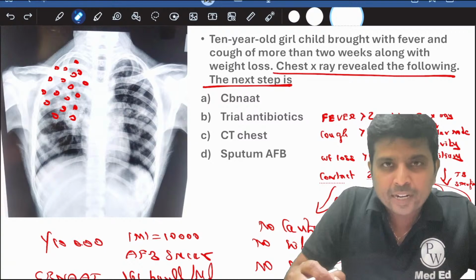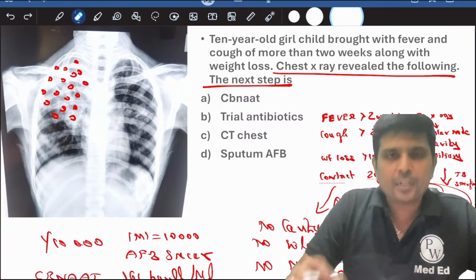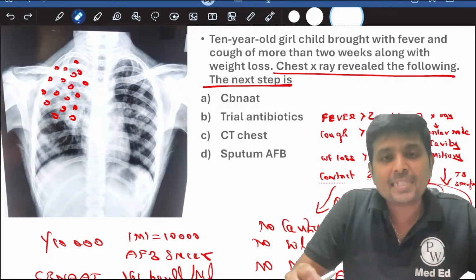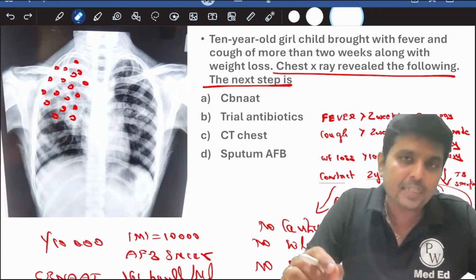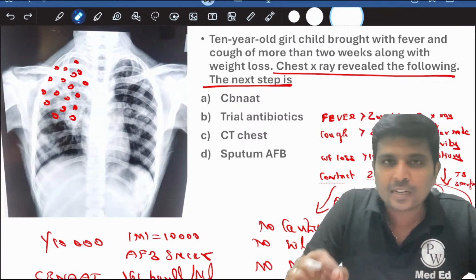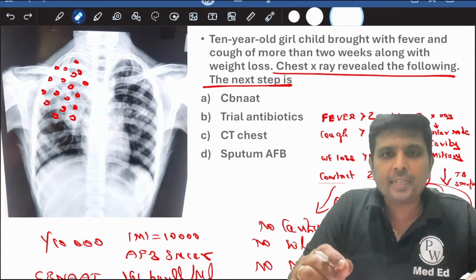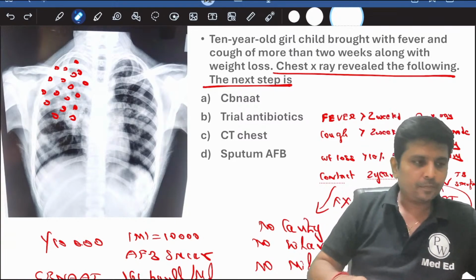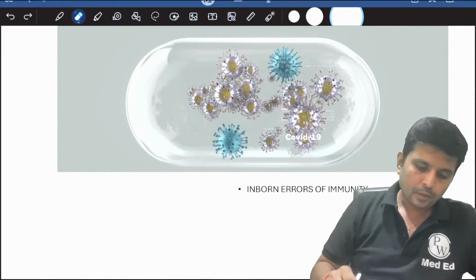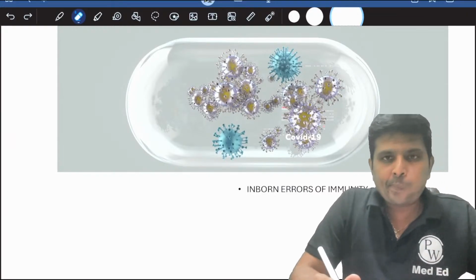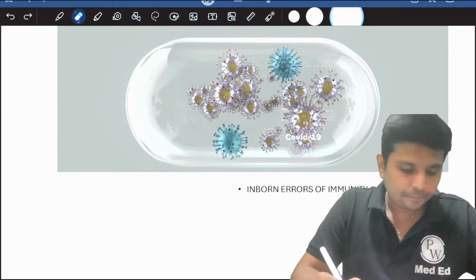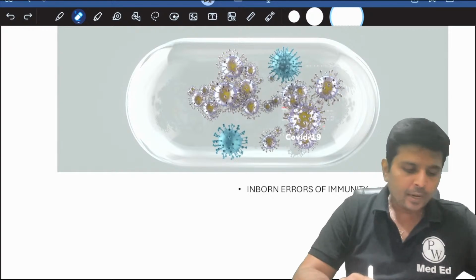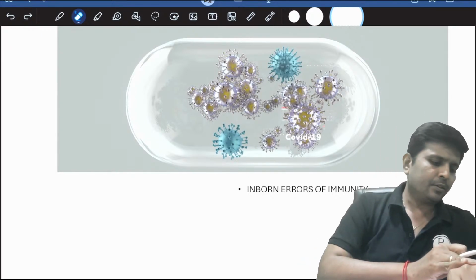But so what is the point of care test? It is not AFP, it is CB-NAT or gene expert. What is the gold standard test? Is culture. It is not solid culture, it is liquid culture, and the liquid culture is called as mycobacterial growth inhibitor tube system, MGIT, right?